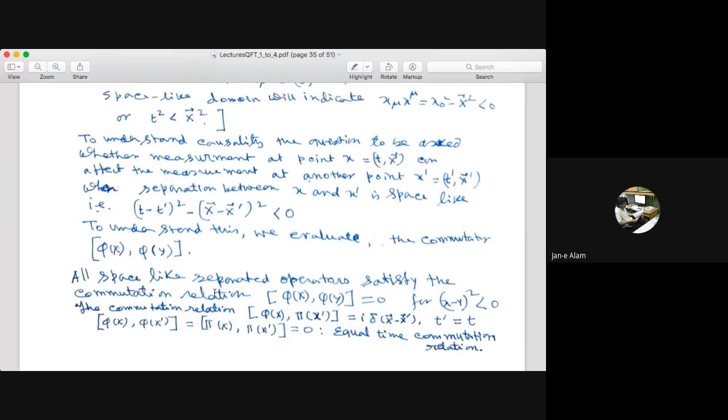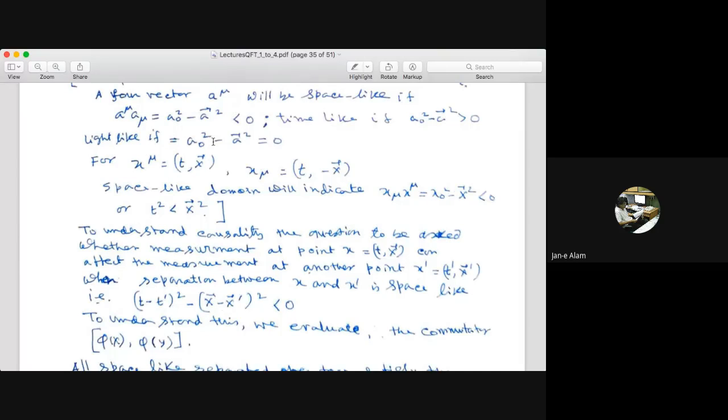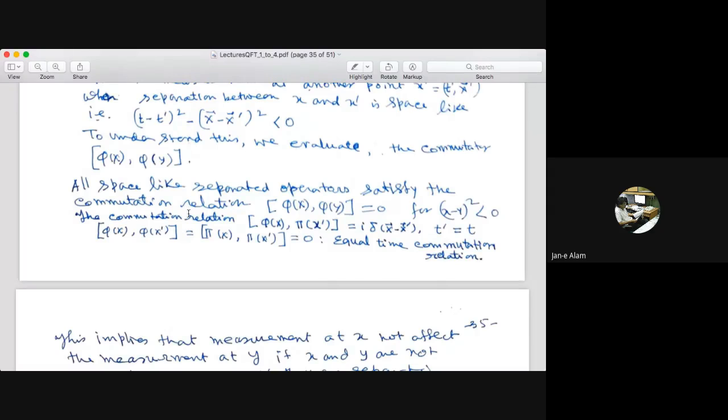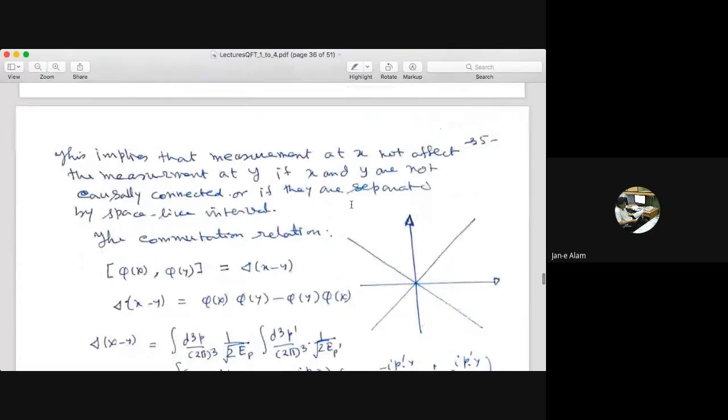So all space-like separated operators will satisfy the commutation relation phi x phi y equal to 0. That means x minus y, where I am saying that it is space-like, then x minus y whole square, which is actually the 4-vector square, is less than 0. Because the 4-vector square is a0 square minus a square, and when that is less than 0, that is the space-like domain. So we want to see whether this commutator of phi x and phi y, which we have already written in terms of the annihilation and creation operators, is 0 or not. And let us do that calculation.